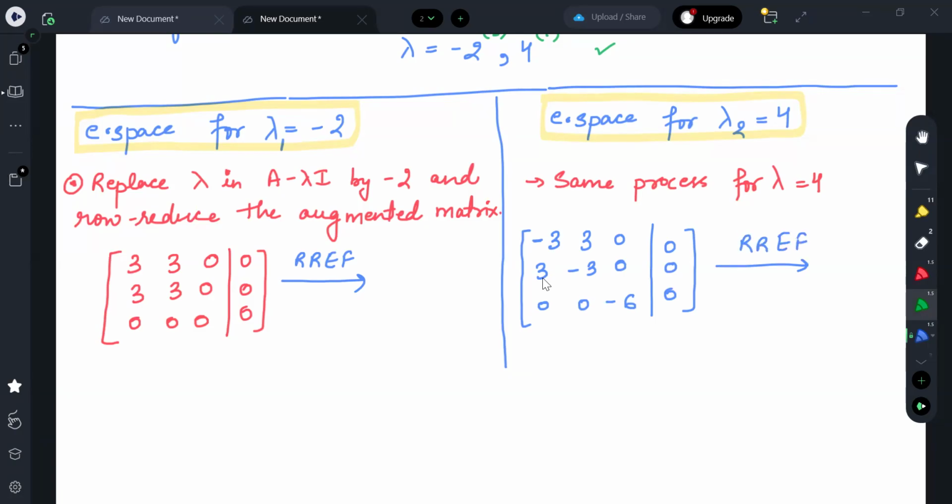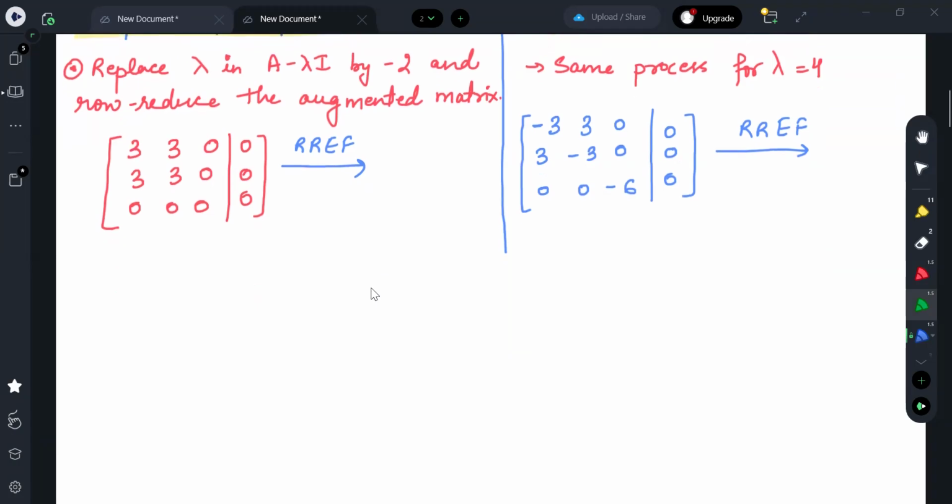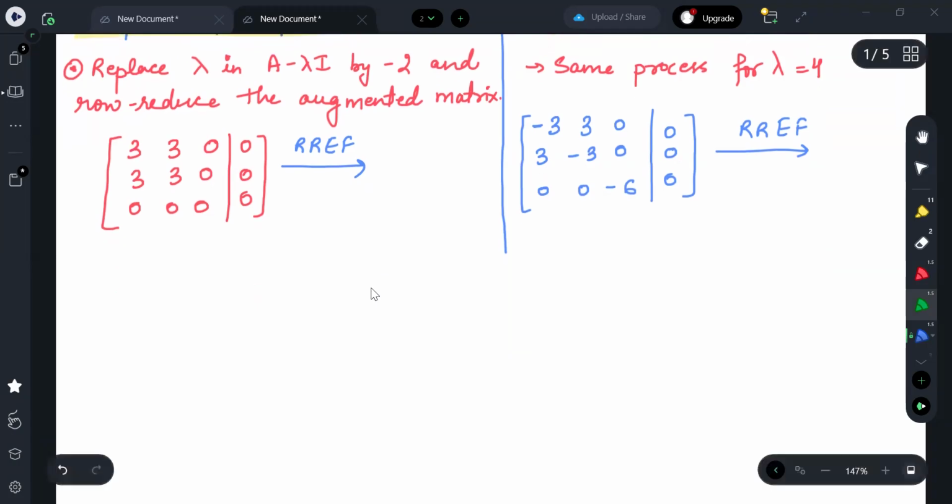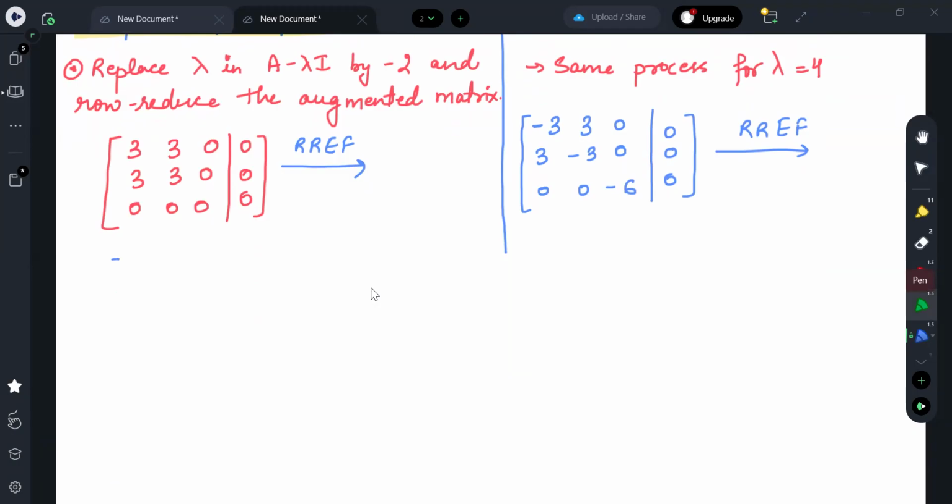For the sake of keeping this video short, I'm going to get to the final stage and leave that work for you. Once you row reduce it, you will end up with a matrix that looks like this. As you can see, there are two identical rows. I can divide the first row by a 3, subtract it, and I have one non-zero row and two rows of zeros.